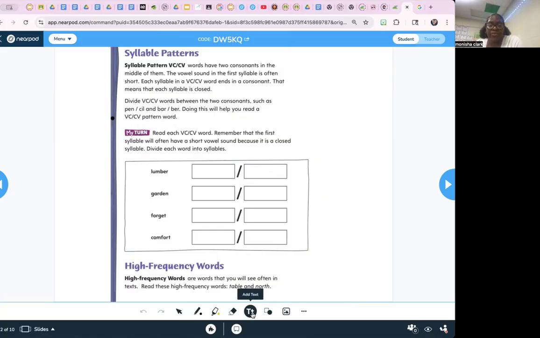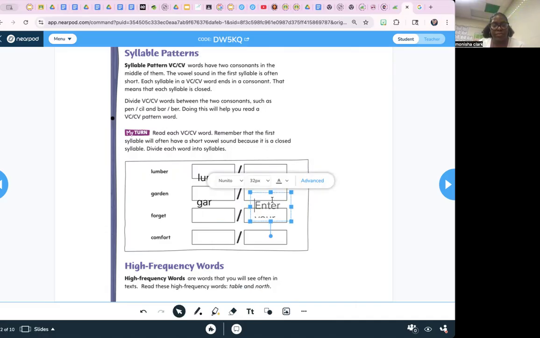So now let's do these together. I think I'm going to try it like this. So we have lum, then we have burr. This looks crazy. Then we have gar. Then we have din. Now you are going to do forgot and comfort on your own. At the bottom, you have your high frequency words. High frequency words show up often and don't always follow the rules, so we have to know them when we see them. Practice these words, say them to yourself, write those words.